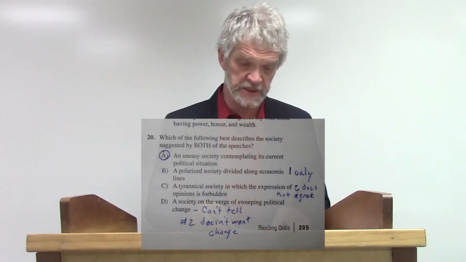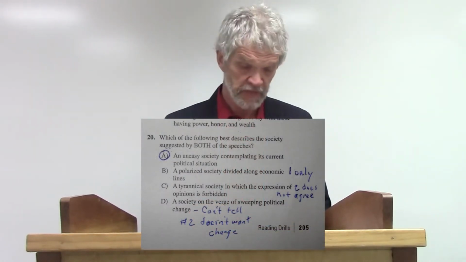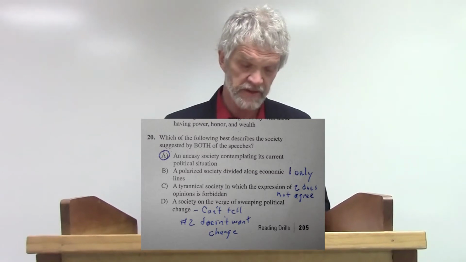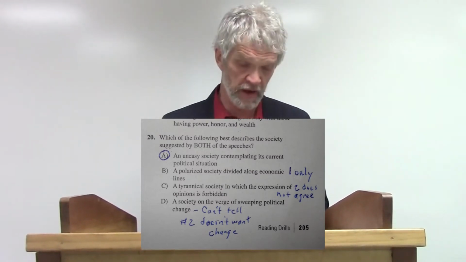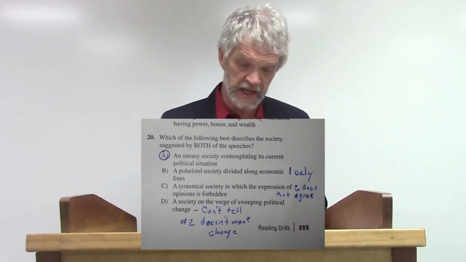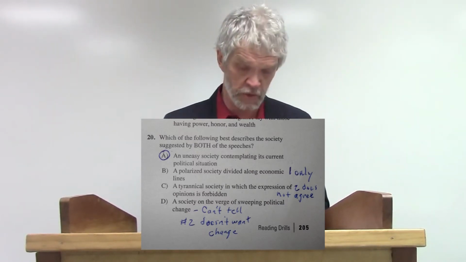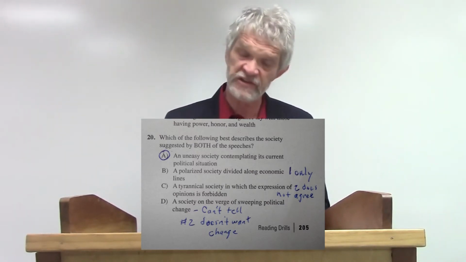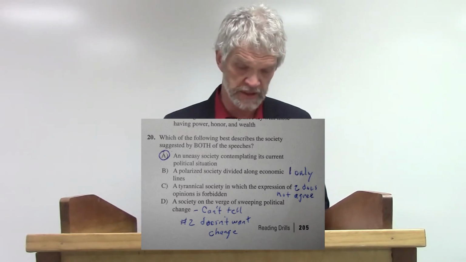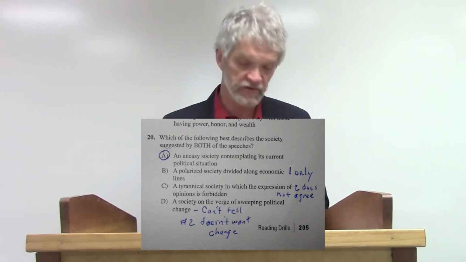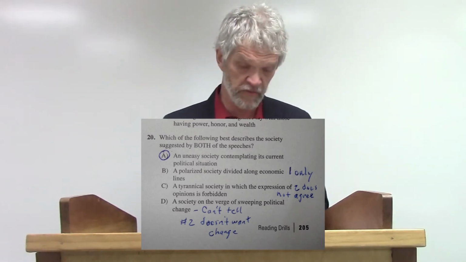Which best describes the society suggested by both speeches? And A is your best answer. This is pretty much true in both of them. There is an uneasy society contemplating its current political situation. For B, that's in one only. The second one doesn't acknowledge that. For C, 2 does not agree with that. 2, in fact, says that that is not true in one of the paragraphs.